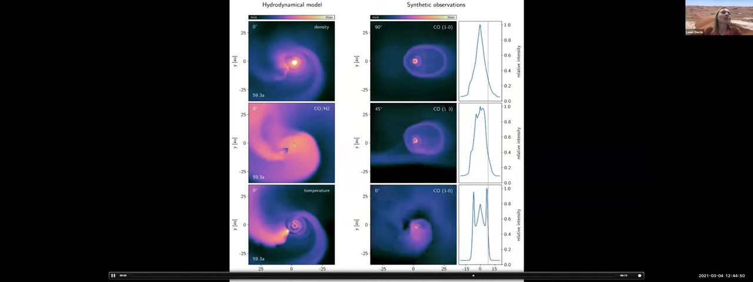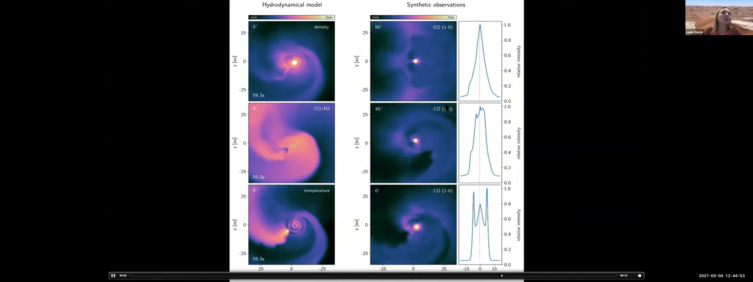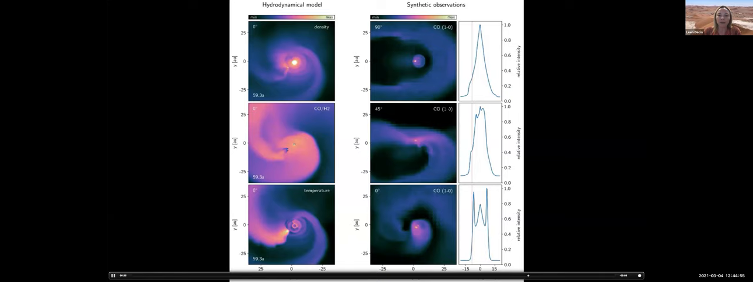So this is now the struggle. We have this kind of data. Let us now work on understanding these morphologies.